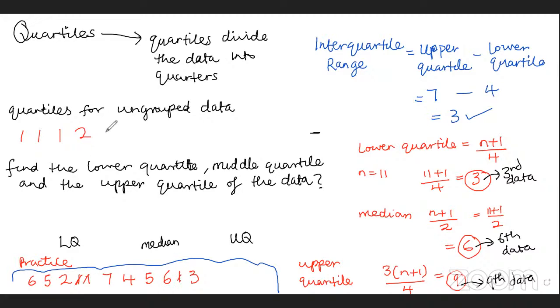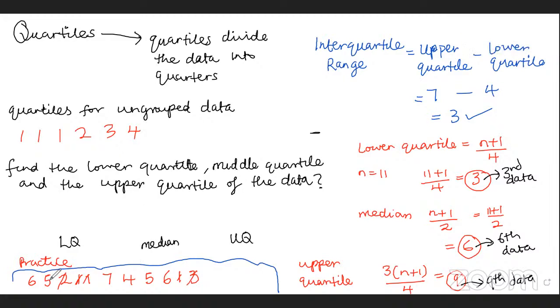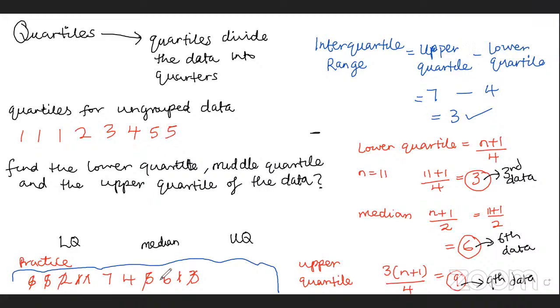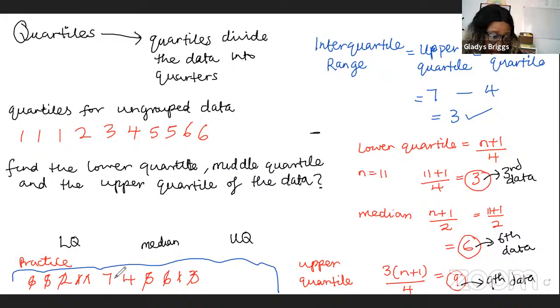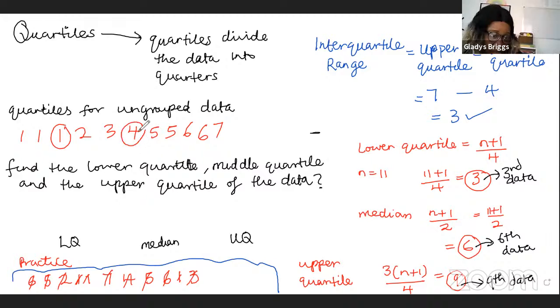Okay, so of course you would have the third data is this one, and the sixth data is this one, and the ninth data is this one. Okay, so lower quartile equals 1, middle quartile equals 4, and upper quartile equals 6.